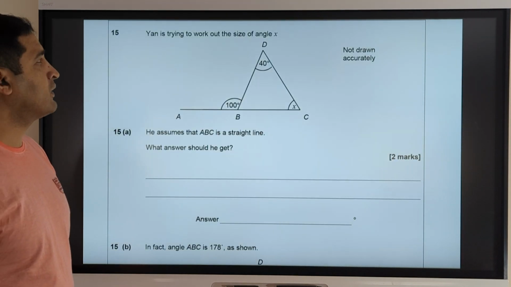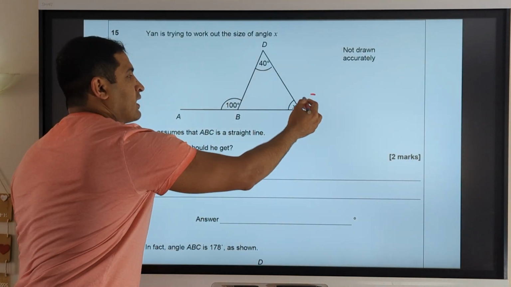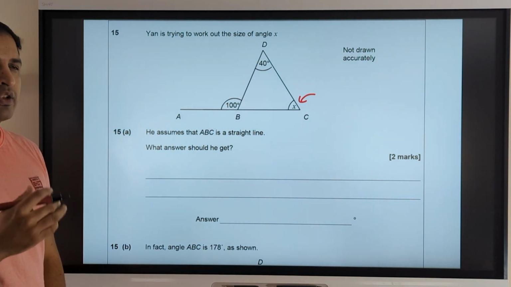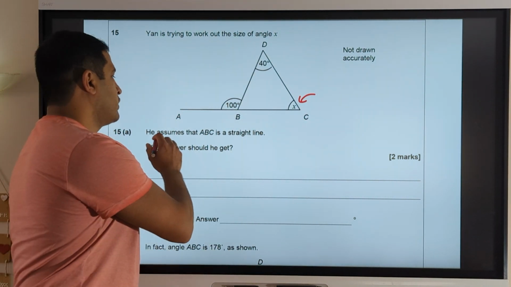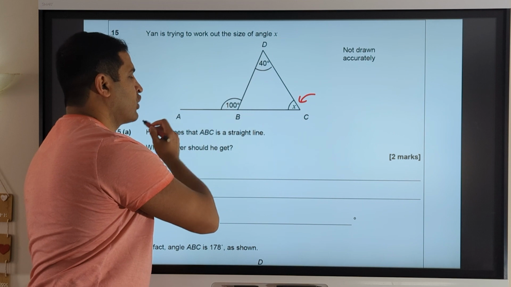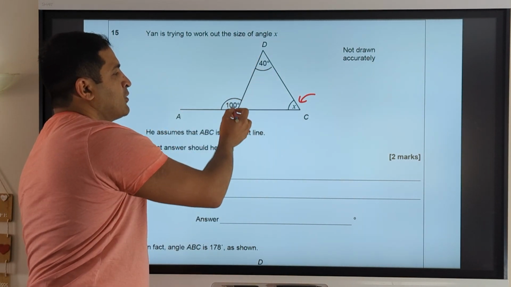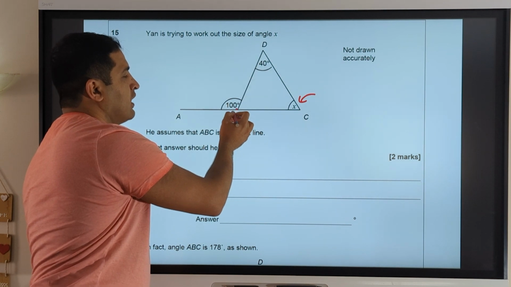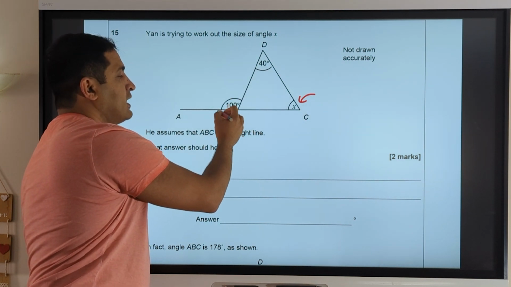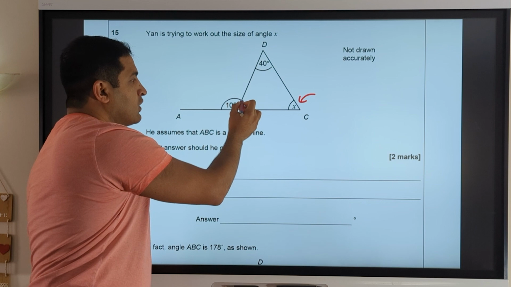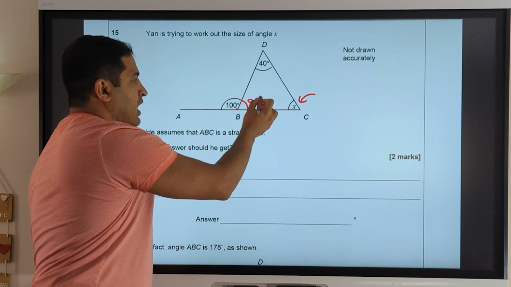Jan is trying to work out the size of an angle x. So this is the angle we're trying to work out. He assumed that ABC is a straight line. This is a straight line. Work out the answer he gets. If it's a straight line here, so we're splitting that straight line at this point, and this angle here is 100 degrees, so this angle has to be 80 degrees. So that gets you 1 mark.